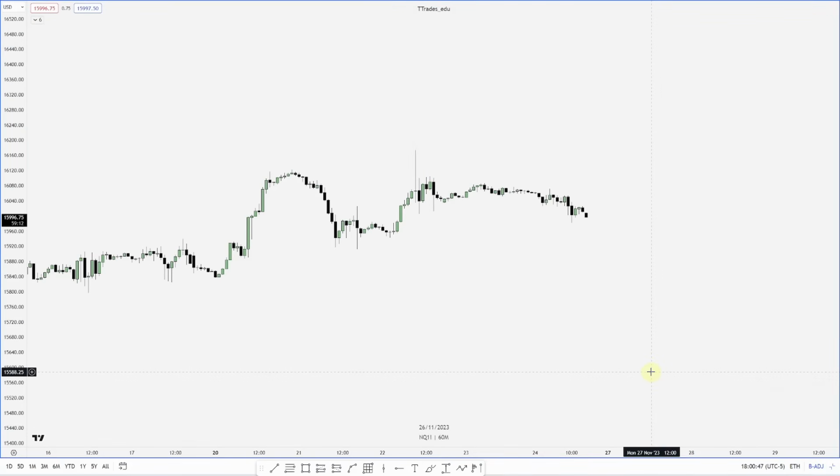How's it going, everyone? This video is going to be over the relationship between internal and external range liquidity. We'll first hop into the PDF before hopping into TradingView for some examples.